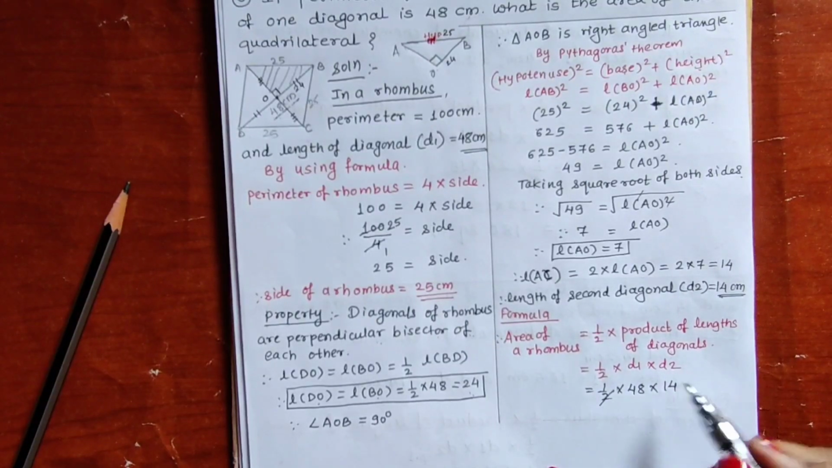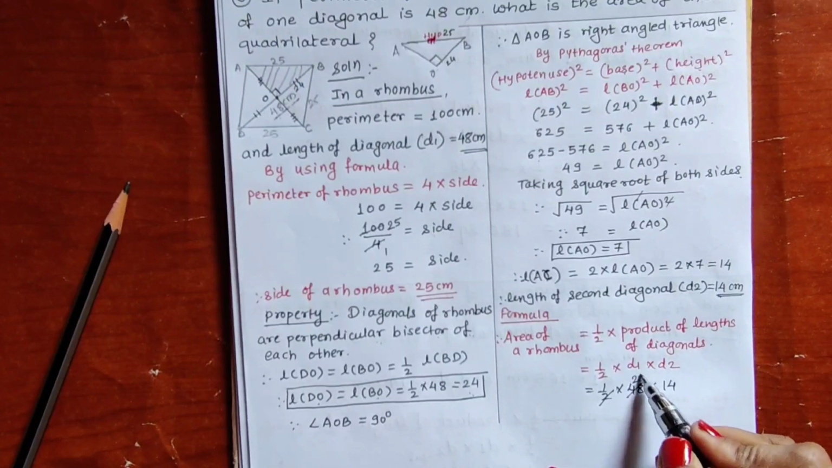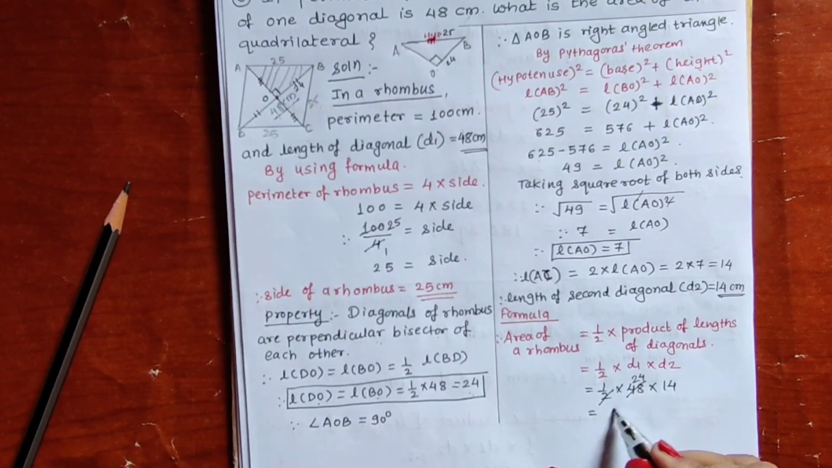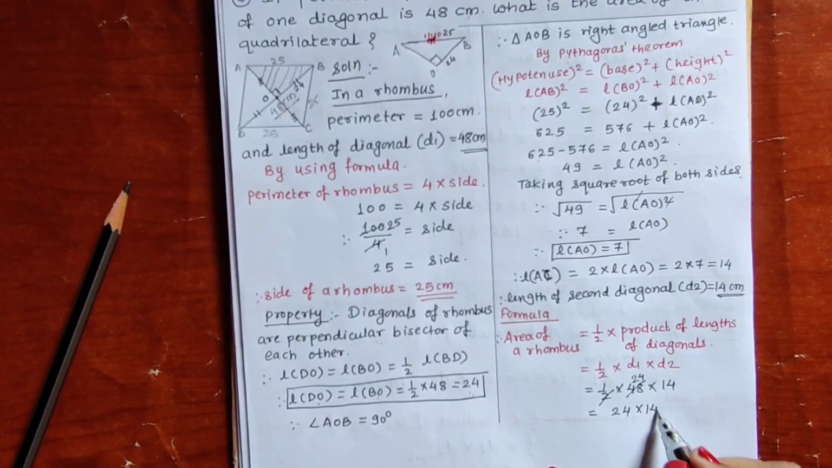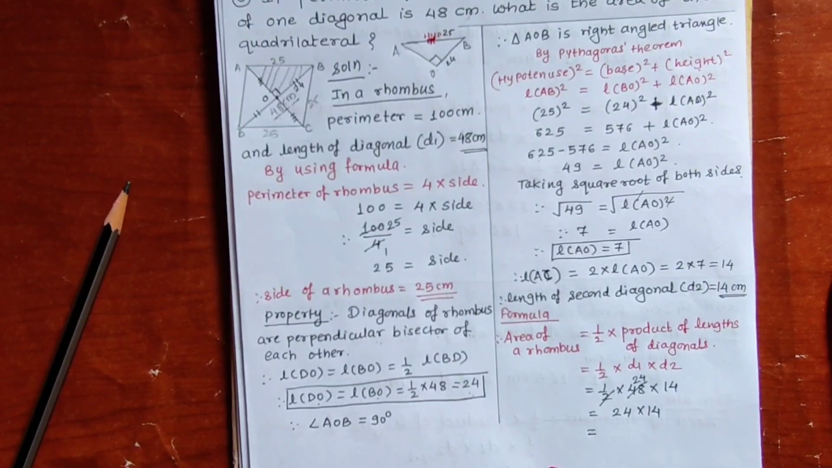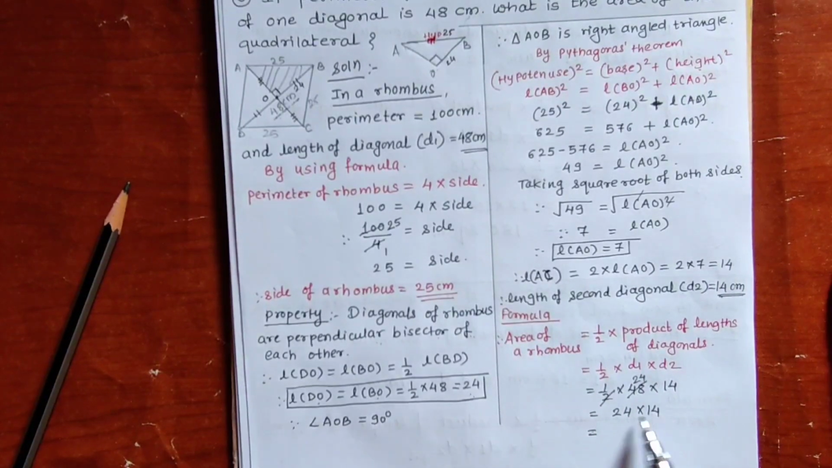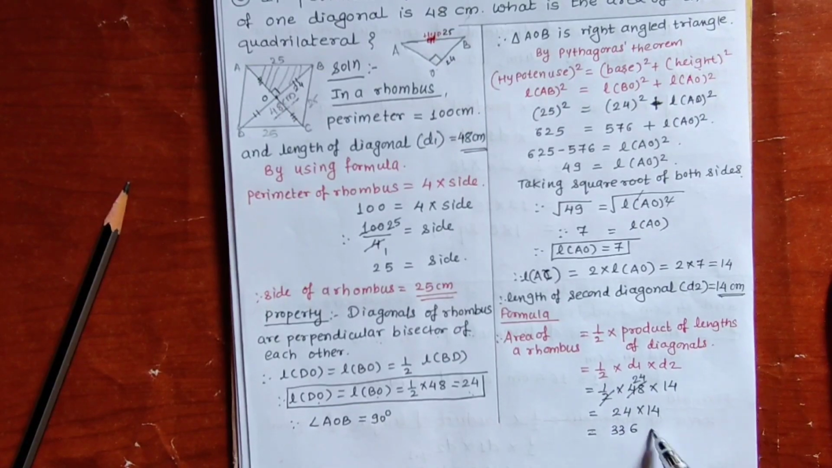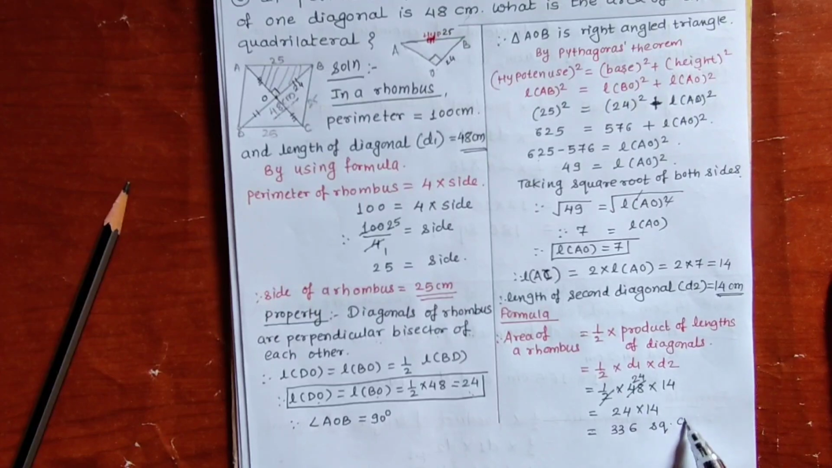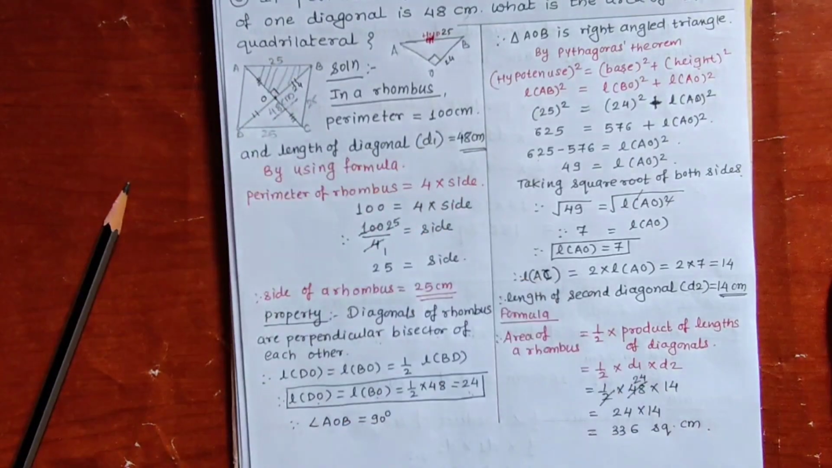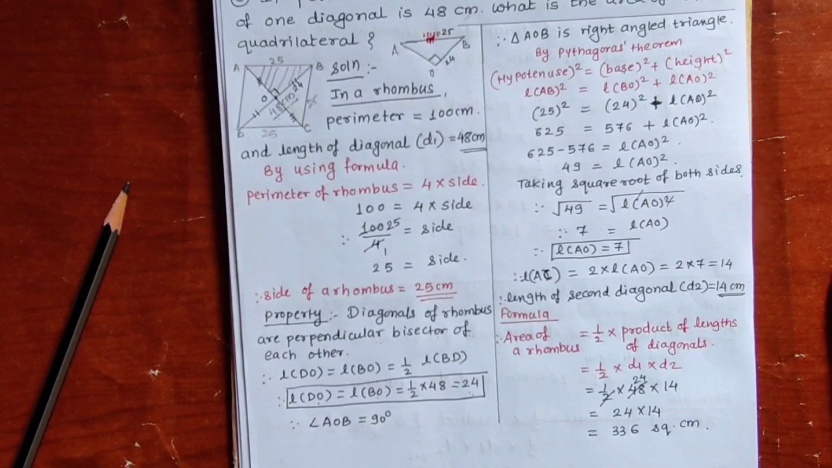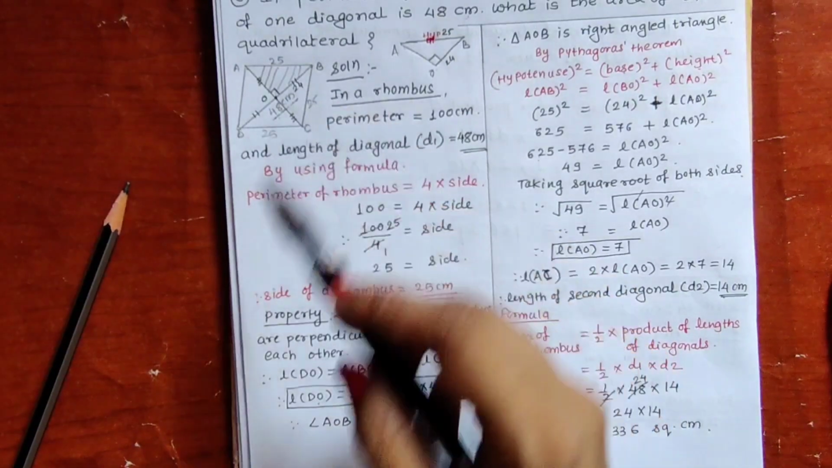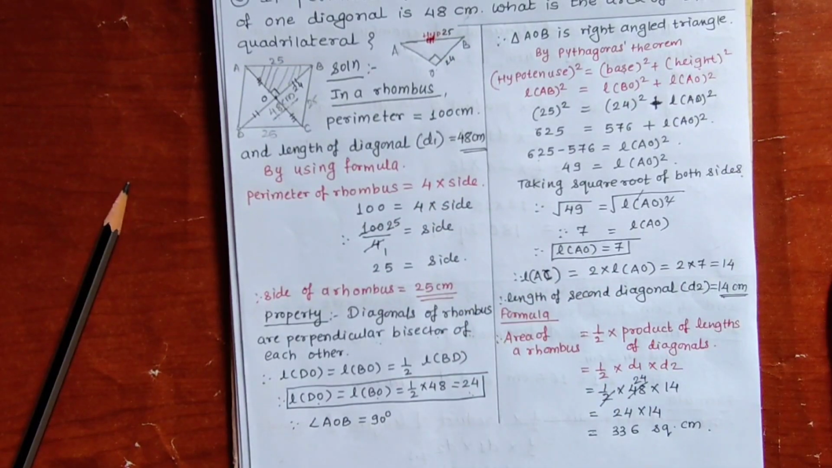You can cancel it. 2 2s are 4, 2 4s are 8. 24 into 14 is equal to, 14 4s are 56, 6 written, 5 carrying. 14 2s are 28, 28 plus 5, 33. 336 square centimeter is the area of this rhombus. In this way we can find out the area of rhombus by applying this method.